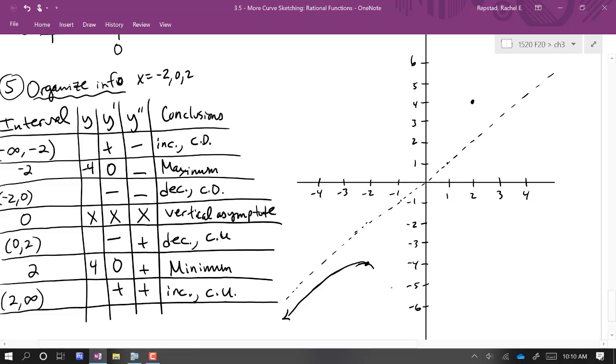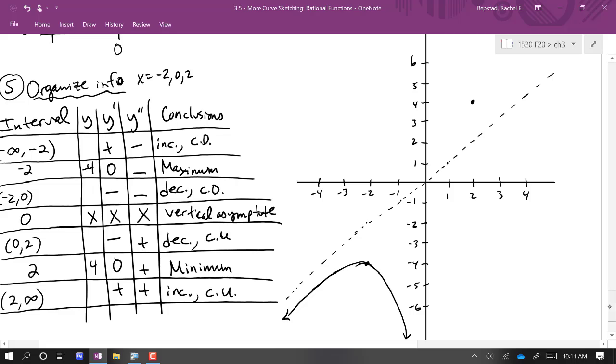And when a graph gets close to a vertical asymptote, it can do one of two things. It can either shoot upward to infinity or shoot downward to negative infinity. This is decreasing, so it's going to shoot downward. So we have that kind of behavior on that side.